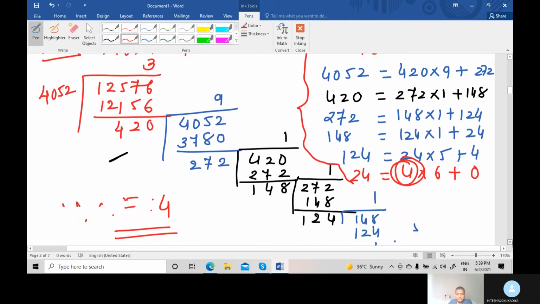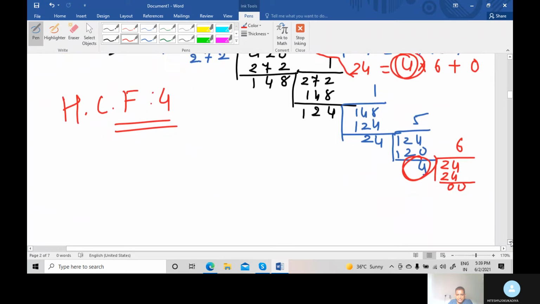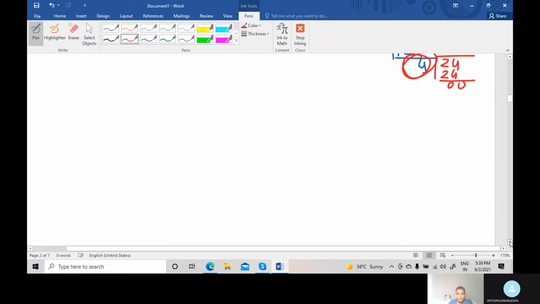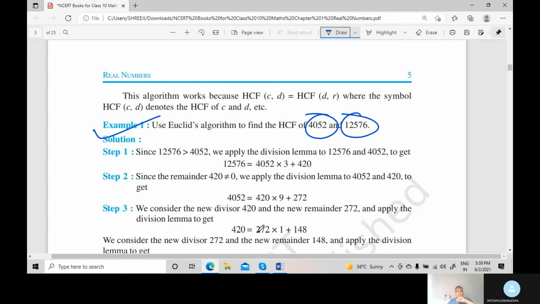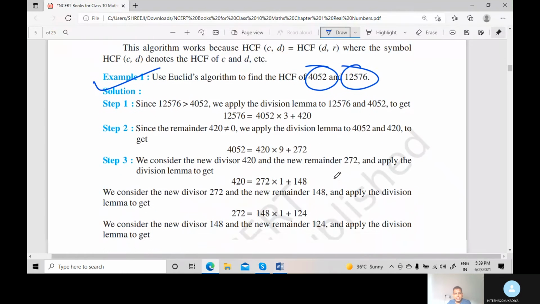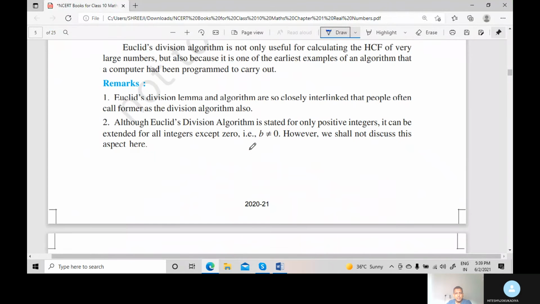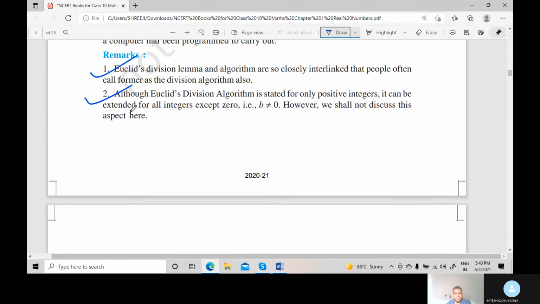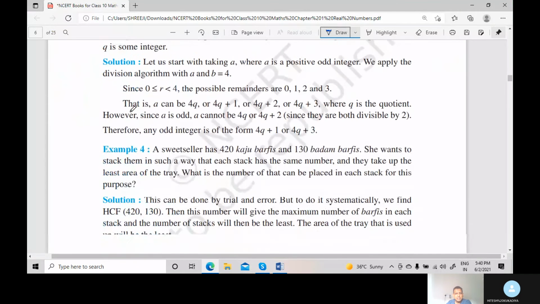Okay, now continue. The next sum. Look at your textbook. Example 1 completed. Okay. Look, the last one, our HCF is 4. Completed. Clear. And this 2-step remark is already explained. Okay. Now example 2 and 3.